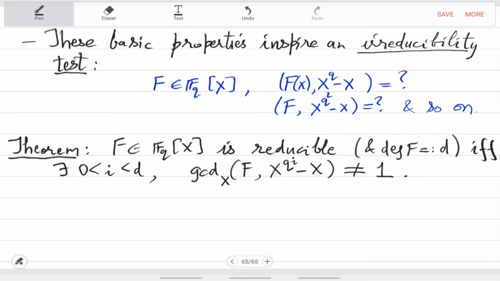But your input size was d times log q. Let me write that down. The input size in this case is d times log q. So you want your time complexity to be polynomial in d log q. If you spend time q, then it's already exponential, right? So, how do you compute this GCD faster than q time?